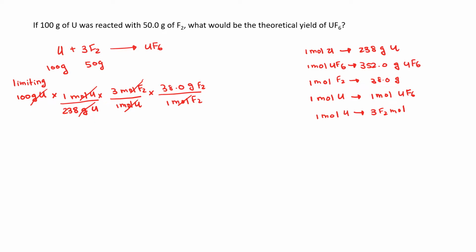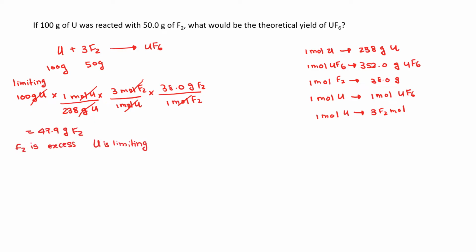1 mole of uranium is required to react with 3 moles of fluorine. And from this fraction, you can get the number of fluorine moles needed to react with 100 grams of uranium. The next step is to convert it to grams, so for that we use the molar mass of fluorine.